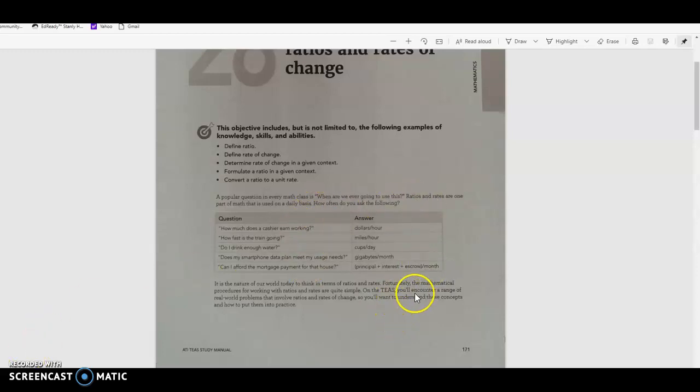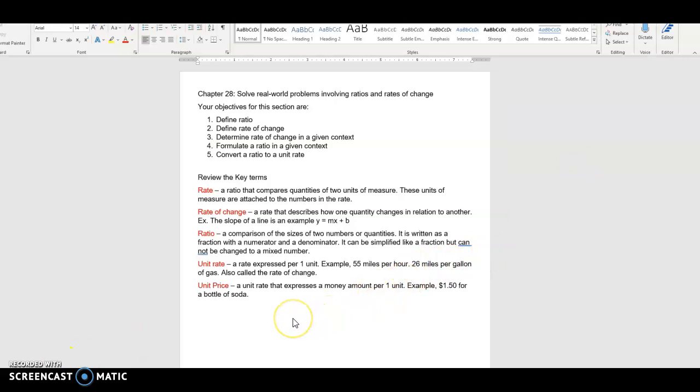On the TEAS, you'll encounter a range of real-world problems that involve ratios and rates of change, so you'll want to understand these concepts and how to put them into practice. Now, before we continue on with the sections in the TEAS book, let's talk about a few key terms that we need to understand. A rate is a ratio that compares quantities of two units of measure. So these units of measure are attached to the numbers in the rate. You're going to have two different units of measure, and you have to put them with the rate.